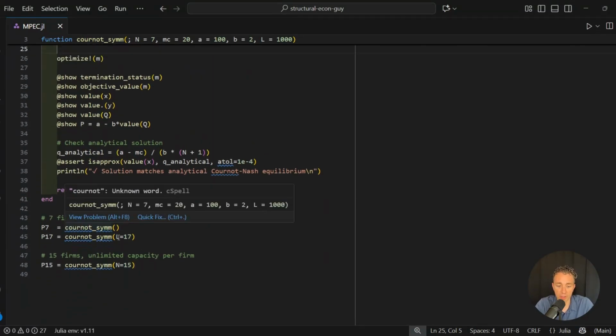And so I'm calling it with a bunch of different parameters. So I call it without any constraints on the q. I then put a random constraint of 17 on the q for each firm. And then I up the players to 15. So let's run this and see what happens.